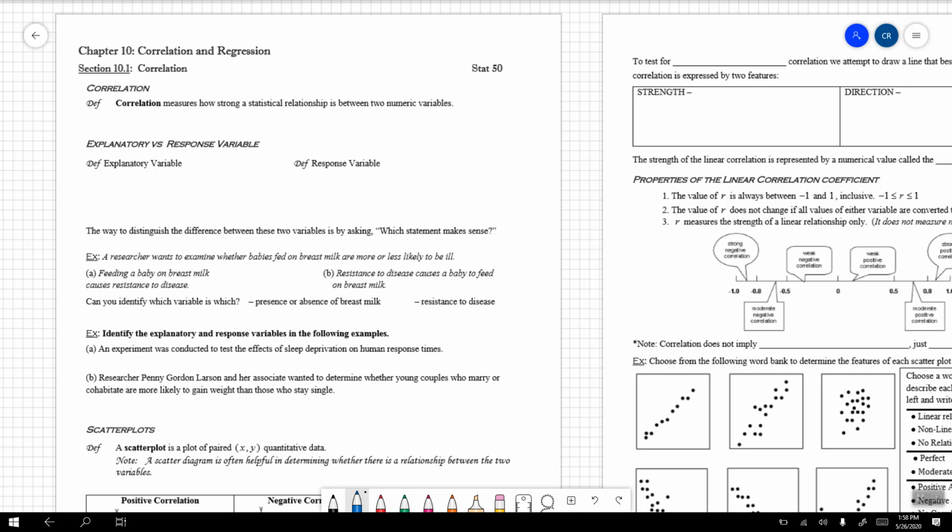In order for us to proceed, we then need to explain what our explanatory variable is and what the response variable is. The explanatory variable is going to be a predictor variable, versus a response variable. A response variable is basically the outcome.